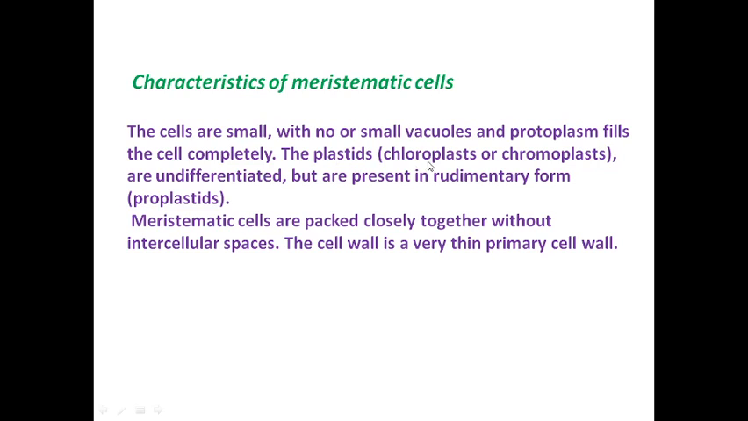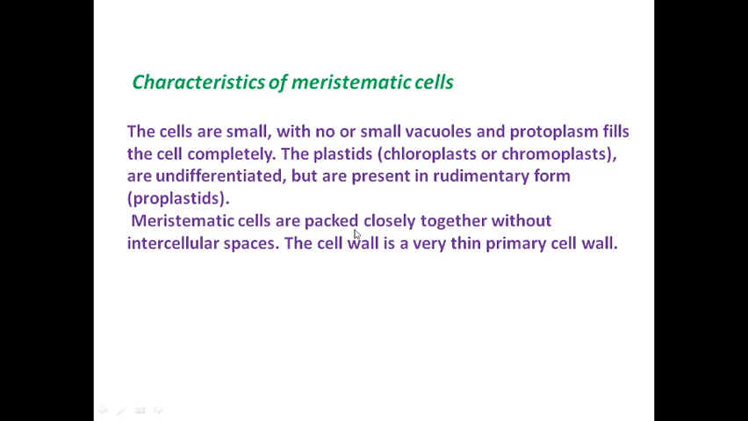The plastids, that is the chloroplasts or chromoplasts, are undifferentiated. They are not differentiated yet, and the undifferentiated form of these chloroplasts and chromoplasts is called proplastids. Or you can say the plastids in these meristematic cells are rudimentary. They are not yet developed, or they are in the form of proplastids.